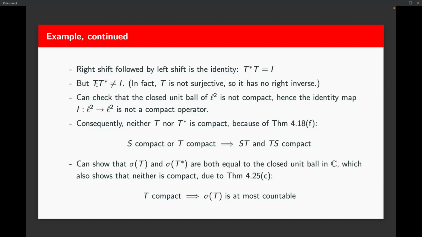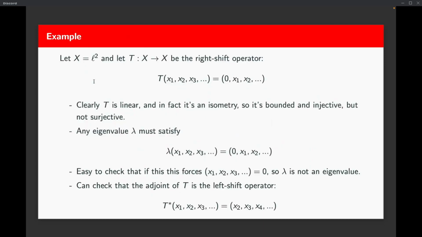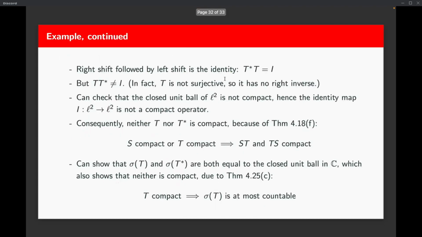In fact, since T is not surjective, T is the, wait, which one's T? Yeah, T is not surjective. That's the right shift operator. The first element's always a 0, so it doesn't hit all of L2. And since it's not surjective, it can't have any right inverse. So certainly, you would not expect T star to be a right inverse.